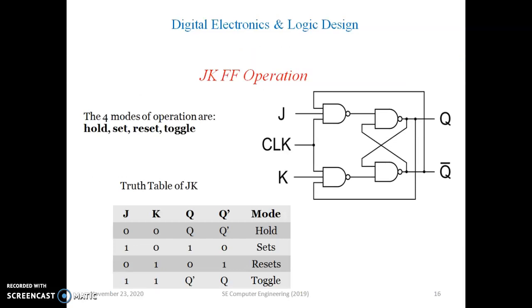When JK inputs are set with 0 0, 0 1, 1 0, 1 1, which mode it comes into we can verify. When J and K both are connected to 0, it comes into the hold state, and when J is equal to 1 and K is equal to 0, at that time it is in the set state. And when J is 0 and K is 1, means K is connected to logic high, at that time it is in the reset condition. And when both the inputs are 1 1, at that time it is in the toggle state.